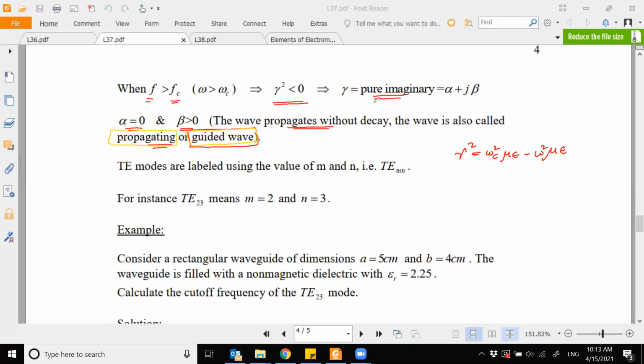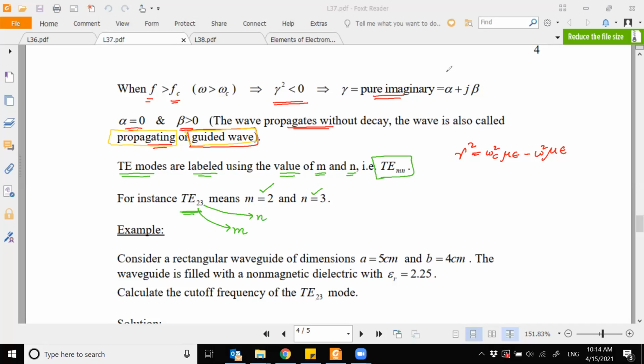Commonly in rectangular waveguides, we use the word modes. TE modes are labeled using the values of M and N, like TE subscript M N. So for instance, TE23, what does this mean? This means that this is my M, which is 2, and this is my N, which is 3. And this is actually giving you the type of pattern which is created.